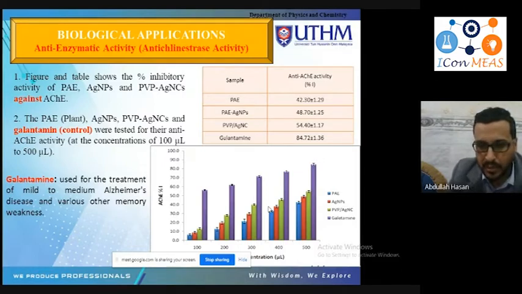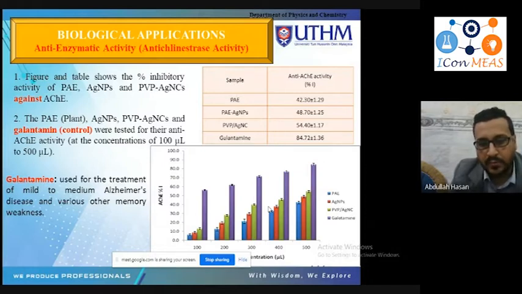The galantamine, as shown in the figure, is our control. We tested their anticholinesterase activities from 1 to 500 microliter. Actually, our control here is galantamine. Then we test one by one, one concentration after another, to reach 500 microliter. Here we focus on which concentration will give a good result.